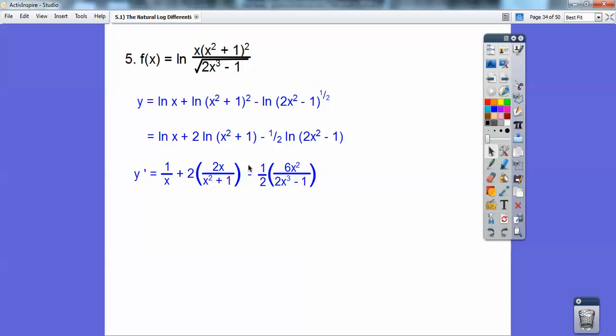So don't forget the 2. There's my 1/2 right there. And then the chain is, heck, I think the chain is 4x right here, you guys. So yeah, this is 4x. I wrote 6x right there, but it's 4x.